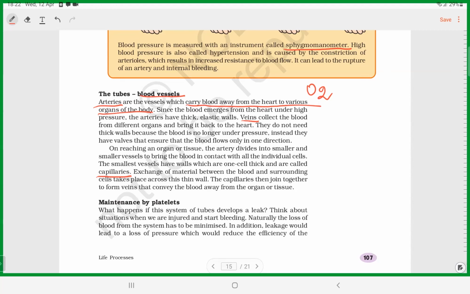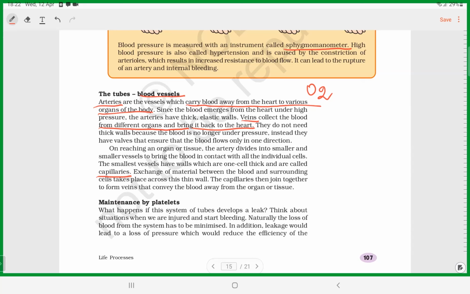Veins collect blood from different organs and bring it back to the heart. Veins collect blood from different parts of the body and drain it to the heart. Arteries carry oxygenated blood, veins carry deoxygenated blood. Only one exception is there.